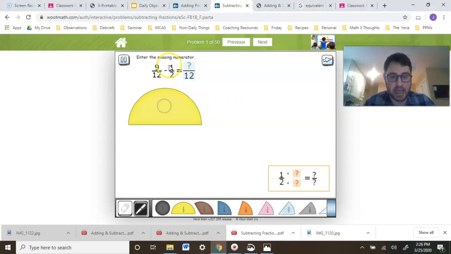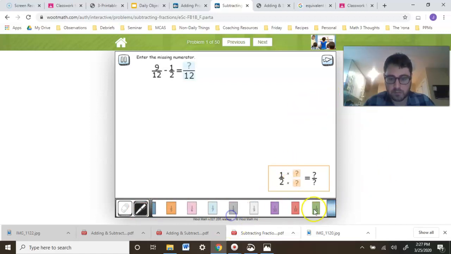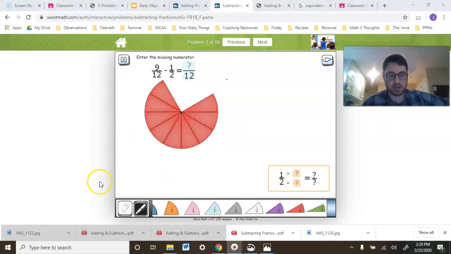I'm going to take out my 1/2. And I'm going to think, I'm taking 1/2 away from 9/12. Let me get out my 9/12 first. One, two, three. Ooh. I don't like this as much, actually. Guys, wanted to snap in here. So 9/12 right here. 1, 2, 3, 4, 5, 6, 7, 8, 9.